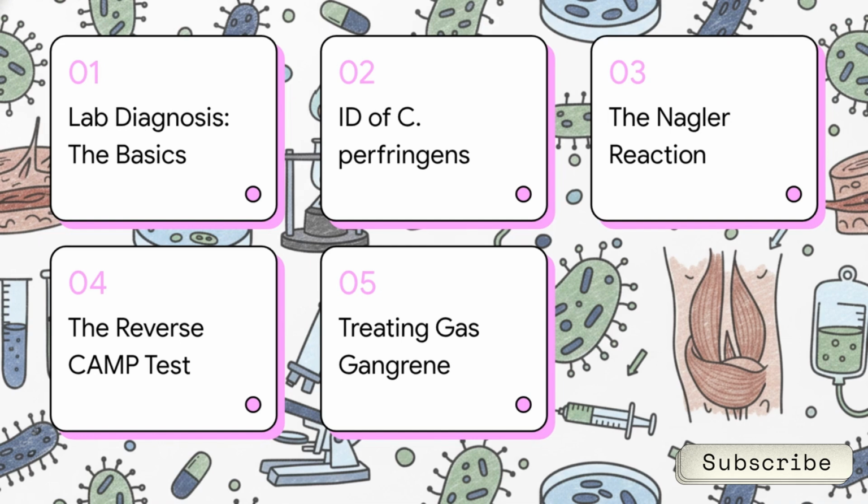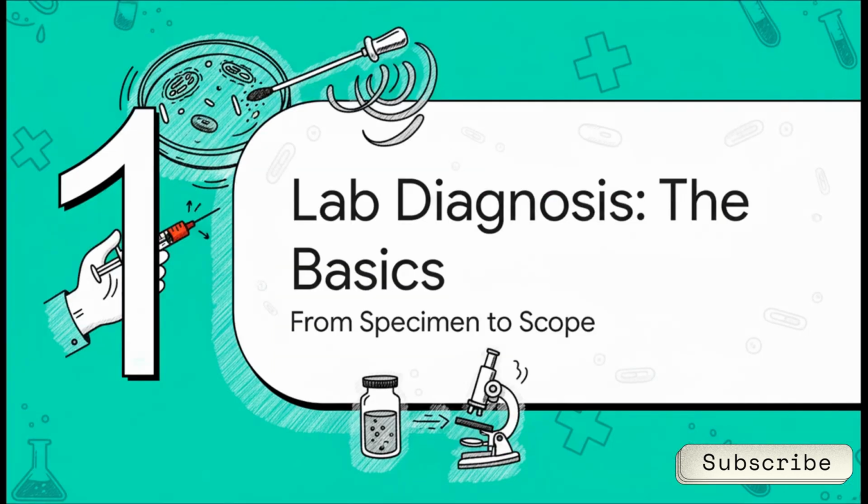So here's our game plan. We'll kick things off with the lab diagnosis basics. Then we'll zoom in on our main suspect, Clostridium perfringens, and learn two classic ID tests, the Nagler reaction and the reverse CAMP test. And we'll wrap up with the all-important treatment protocol. Let's get into it. All right, first up, the fundamentals of lab diagnosis.